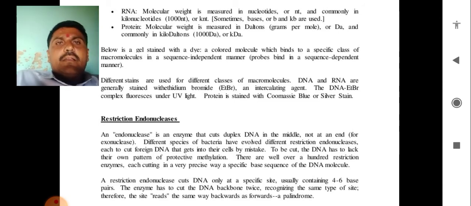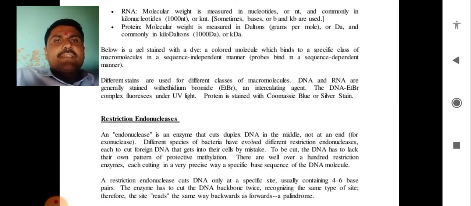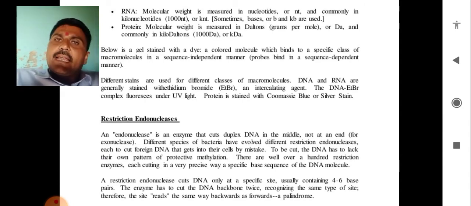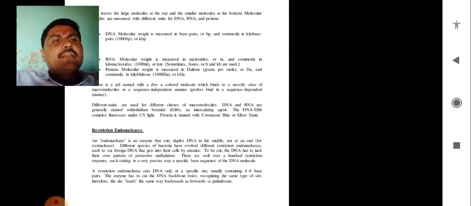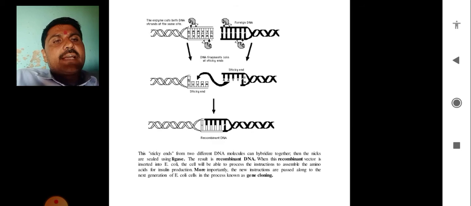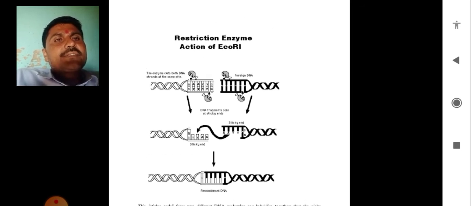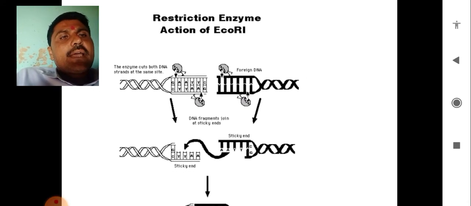So there are many enzymes and they have their very specific role. Here we see the restriction endonuclease role. It cuts the duplex DNA at a very specific site in the middle of the sequence. Look at this diagram. This is the restriction enzyme acting on Escherichia coli. The bacterium is Escherichia coli.